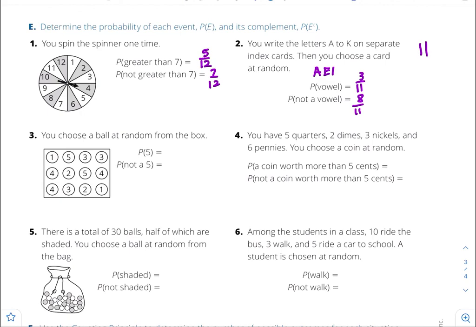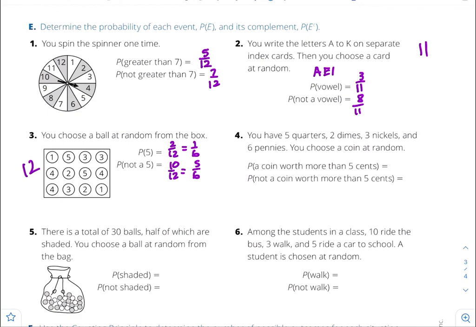Number 3, you choose a ball at random from the box. Probability of getting a 5. So I see, there's 12 total, right? I see 2 5s, so you have a 2 out of 12 chance of getting a 5. Simplify that, for 1/6. Probability of not getting a 5 is 10 out of 12, which is 5 out of 6 chance.